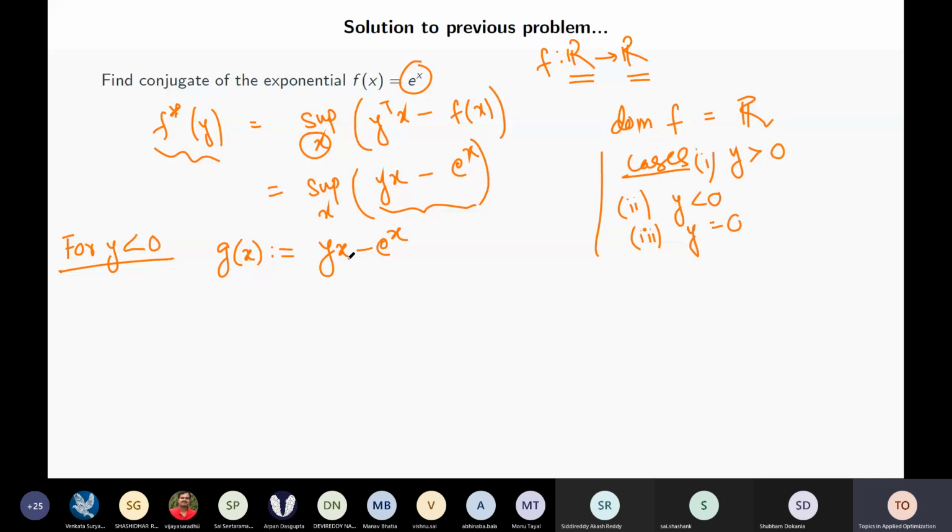Is this unbounded? So y less than 0, so what will happen is, if x is going to infinity, right? So if x is going to infinity, where will this go? So y is less than 0, so this whole term will be less than 0, right? But then x is tending to, let us say, infinity.